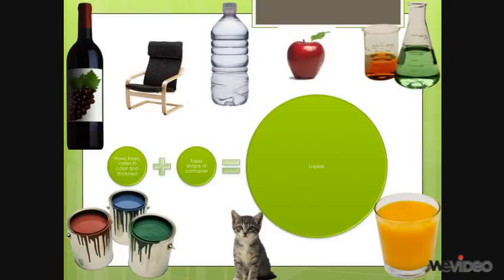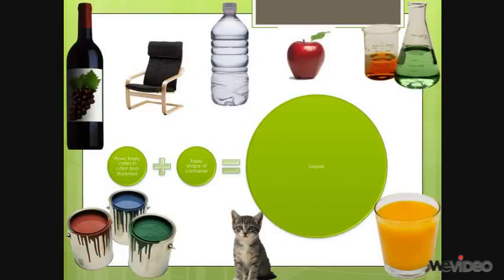What about the water in the water bottle? Is that a solid, a liquid, or a gas? Yes, it is a liquid because it is flowing freely and doesn't have its own shape. The apple, on the other hand, is a solid because it has its own shape and isn't flowing freely.